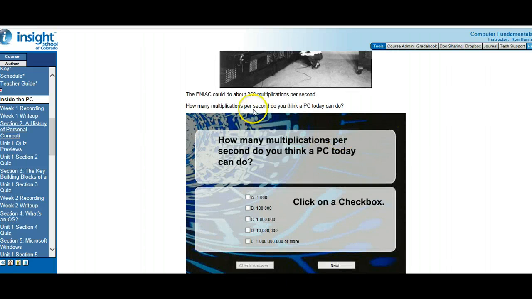The ENIAC could do 350 multiplications per second. How many do you think today's computers can do? I'm going to say a million or more, and let's see.